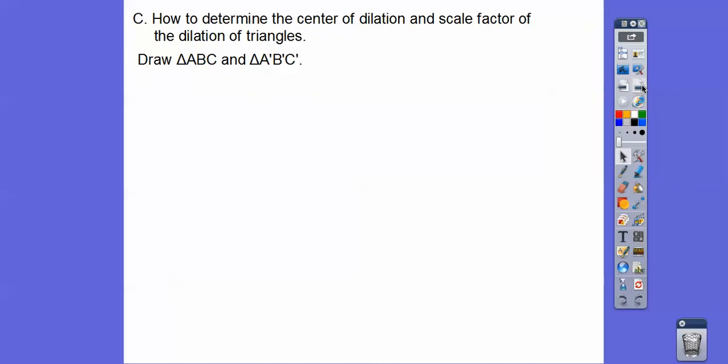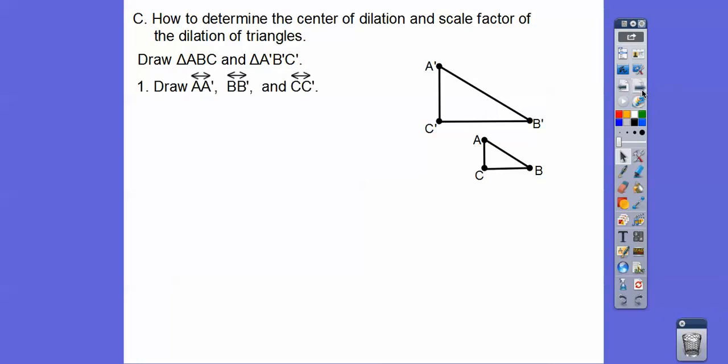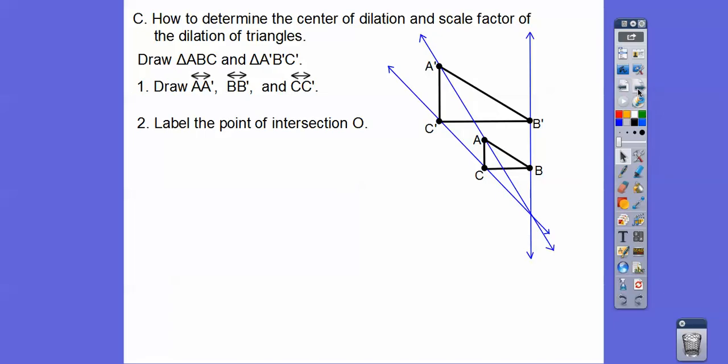Let's go ahead and draw triangle ABC and A prime B prime C prime. Pick up your pencils and draw those. Here's triangle ABC, here's A prime B prime C prime. This is how we're going to find the center of dilation and the scale factor. Let's draw the lines from A to A prime, and we're going to draw the whole lines because they're all going to intersect in the same spot. And from B to B prime. When we do that, here's the center of dilation. We're going to call that point O.